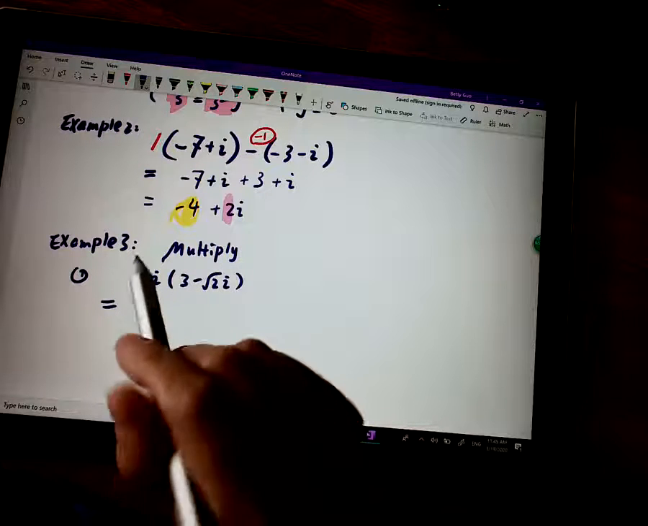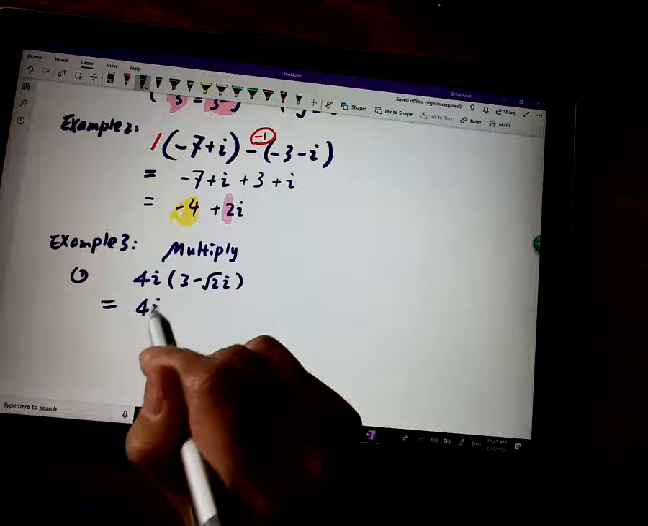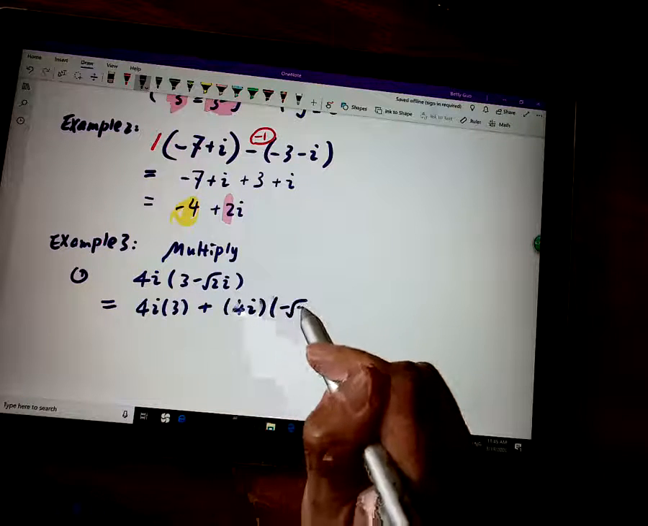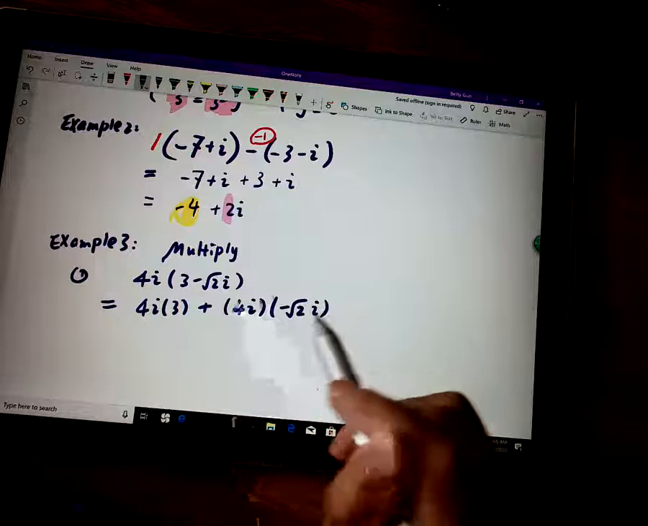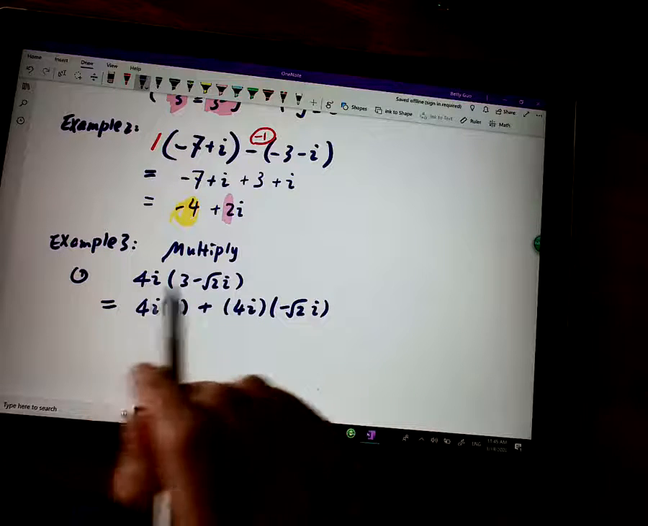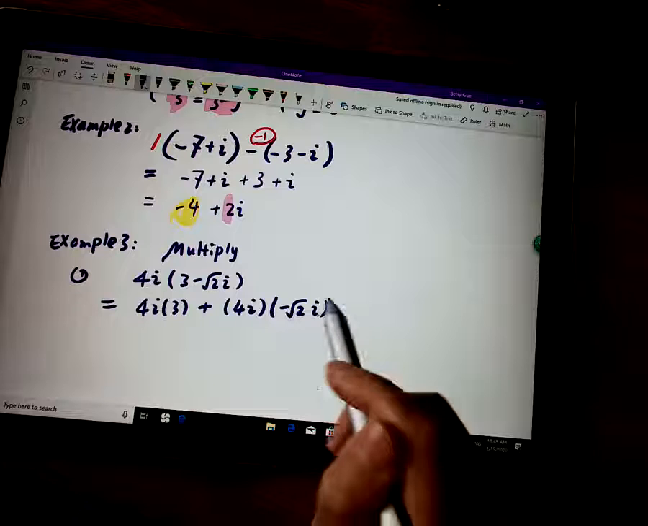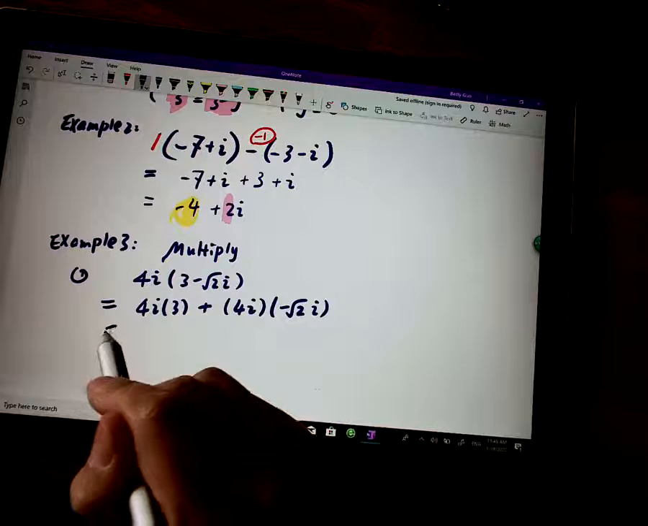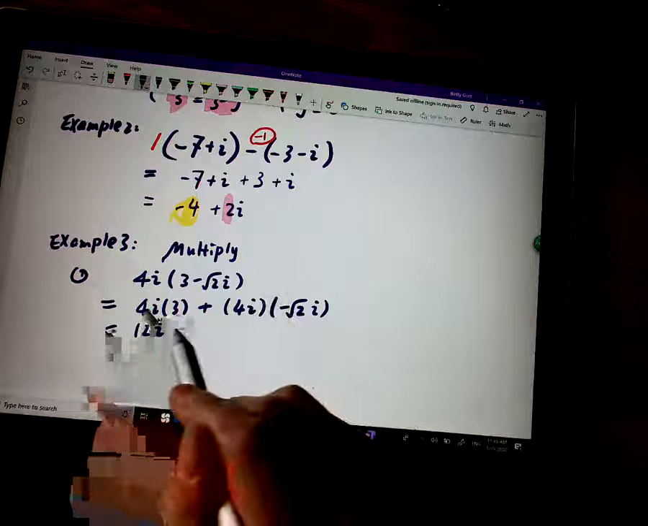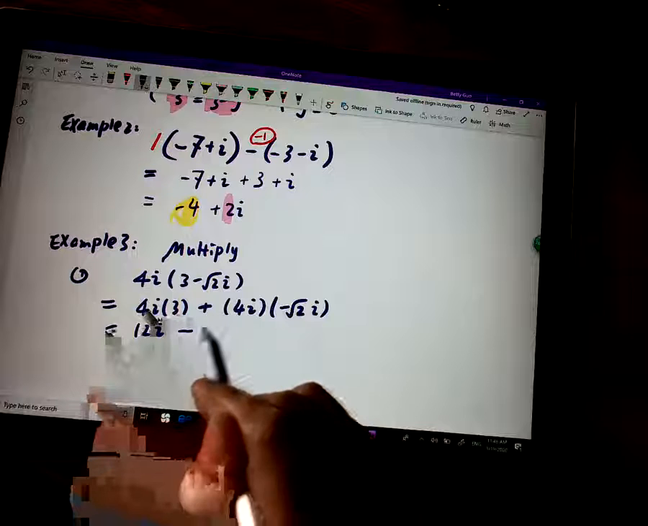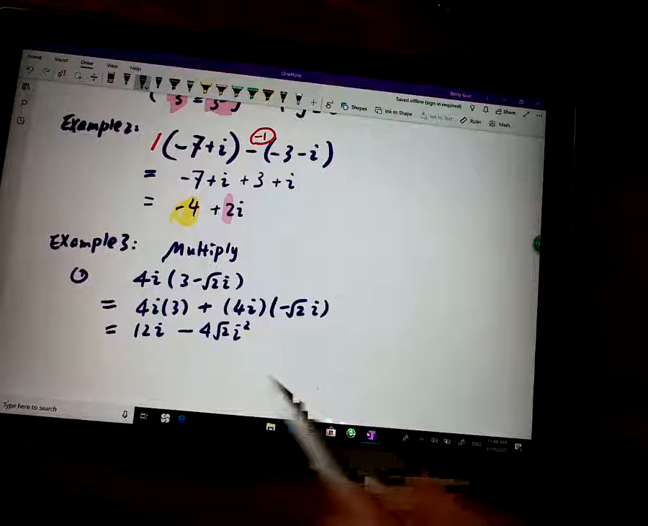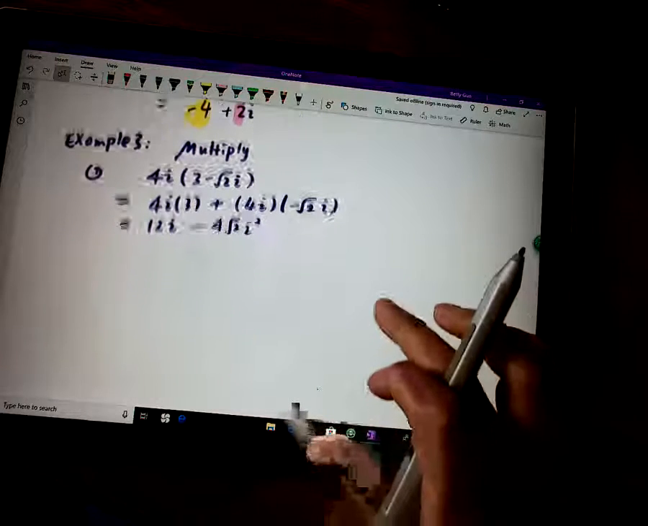How do we get rid of the parentheses? We distribute: 4i times 3 plus 4i times negative root 2 i. Pay attention. I apply parentheses to avoid any possible mistakes. 4i times 3 plus 4i times negative root 2 i. Be careful with the sign as well. 4 times 3 is 12, 12i. Positive times negative, so negative. 4 times root 2, 4 root 2, i times i squared. You see, I don't rush. You are not supposed to rush here. Take your time.